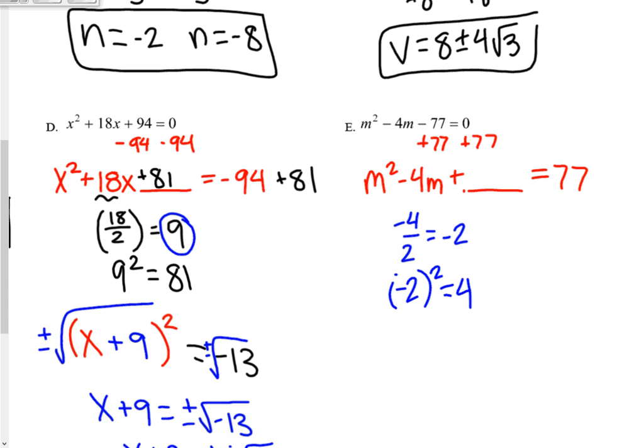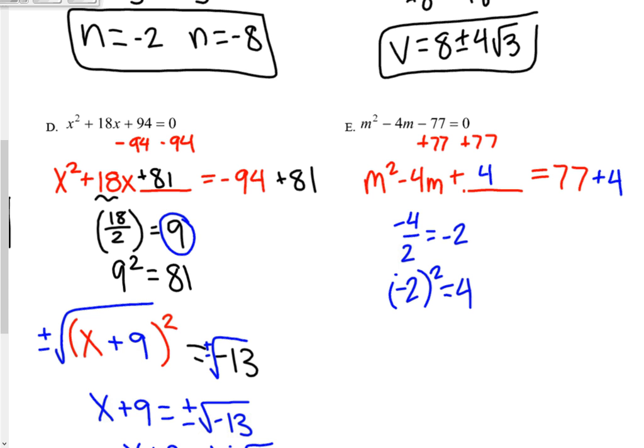Make sure if you're putting that in your calculator to square it, you always put that number in parentheses with the squared on the outside. Otherwise, that's going to tell you it's a negative 4. So I have plus 4. If I add 4 to that side, I have to add 4 to the right also.